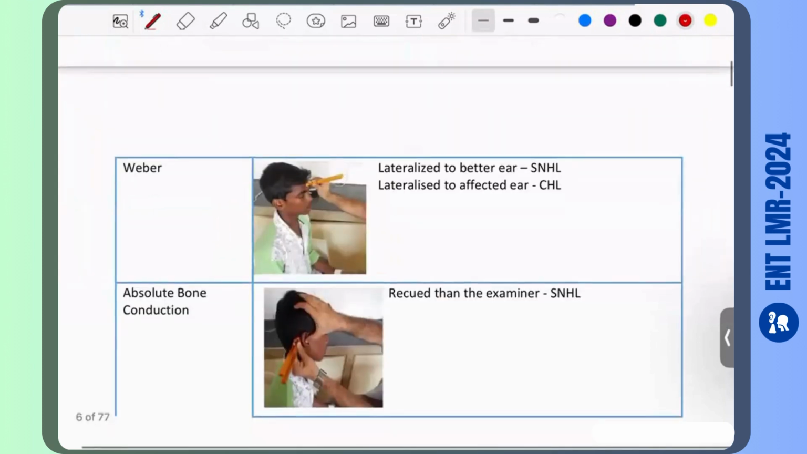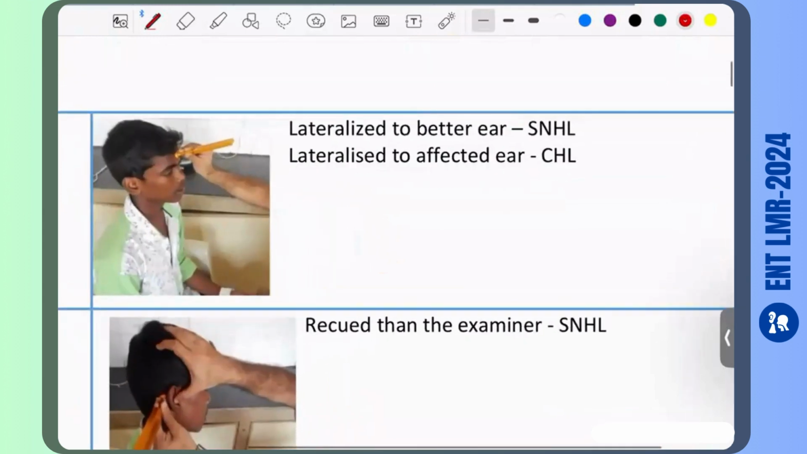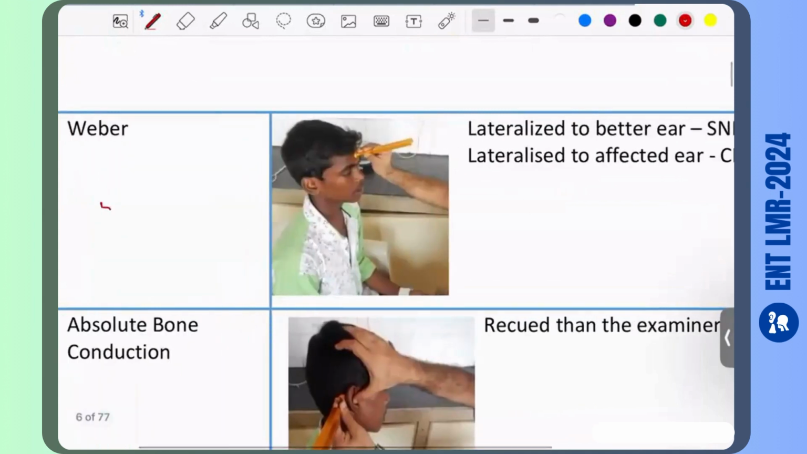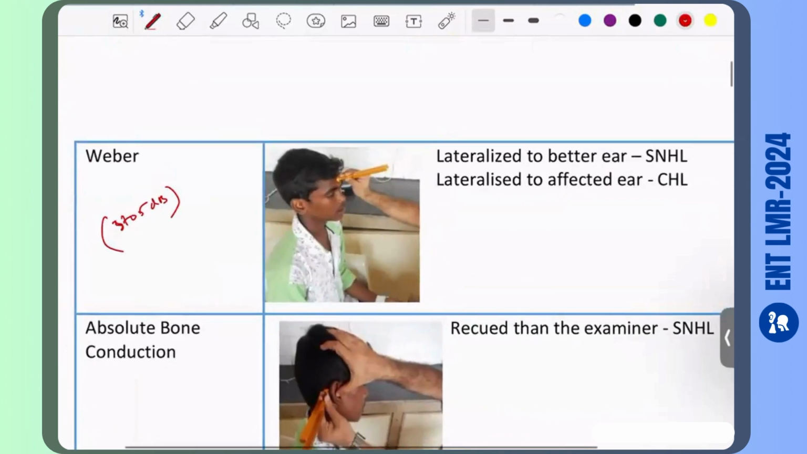Next is Weber's test. You strike the tuning fork and place it over the forehead. You ask the patient which side the sound is getting lateralized to. If it is lateralized to the better ear, it is sensory neural hearing loss. If it is lateralized to the worse ear, it is conductive hearing loss. Very, very, very important. The most sensitive test. Even a 3 to 5 decibel loss can be detected. Okay. The most sensitive tuning fork test is Weber's test. Lateralized to the better ear means sensory neural hearing loss. Lateralized to the worse ear means conductive hearing loss.